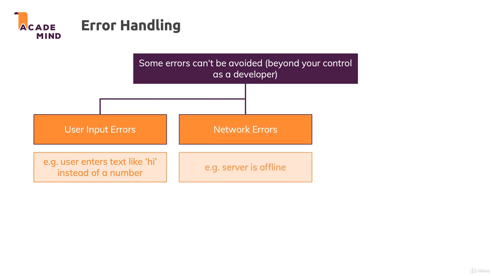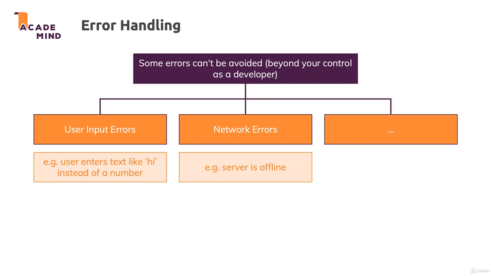Or network errors, where you're maybe communicating with some server, something we haven't done yet but which we'll do later down in the course, and that server is offline. So basically things where you have no chance of ruling out that this problem occurs because you can't control what a user types into the input field. You can do your best to restrict the options the user has, but ultimately users might always find a way of breaking your code, so to say. And the same for network errors. You can't rule out that a server might be offline when you're trying to talk to it.